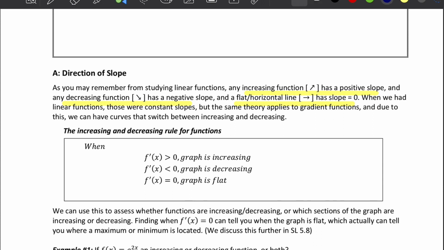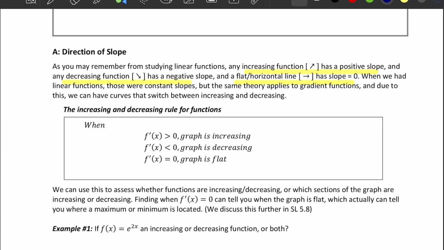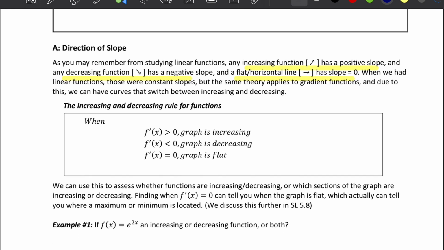So this means when we have a derivative greater than 0, the graph is increasing. When we have a derivative less than 0, the graph is decreasing. When the derivative equals 0, the graph is flat.